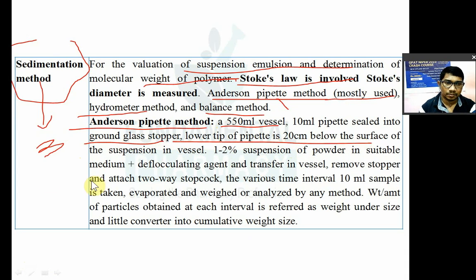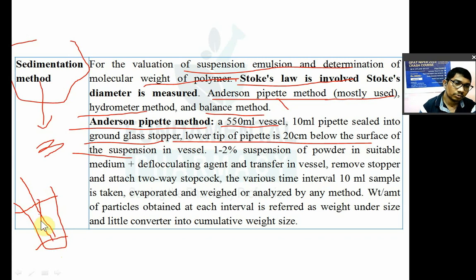मतलब जब आप वेसल है ना, ऐसा कुछ वेसल है, इसमें क्या है, पिपेट है, इसमें सस्पेंशन है. और ये पिपेट जो है ना एटलीस्ट 20 सेंटीमीटर सस्पेंशन के अंदर होना चाहिए, तभी सस्पेंशन इसमें मूव होगा. और इंटरवल जो है 10 सेंटीमीटर, 5 सेंटीमीटर, 6 सेंटीमीटर, इस इंटरवल पे आपको सैंपल लेना है उसका.